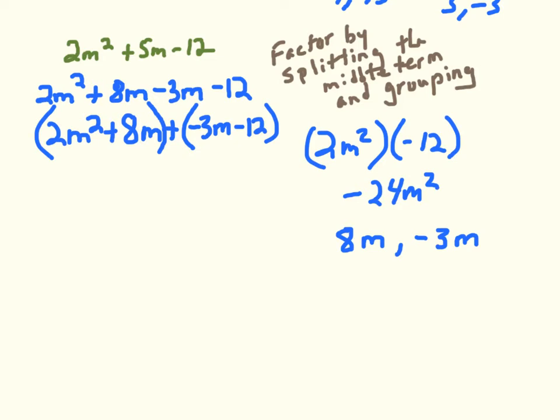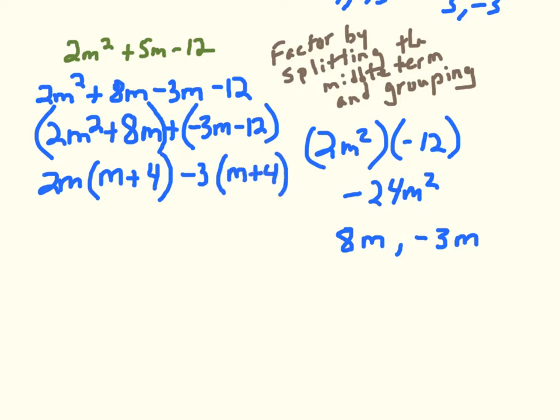So this was the importance of factoring by grouping. My common factor of 2m squared and 8m is 2m. So I'll factor out a 2m, and then I have m plus 4. And then I will factor out a -3, and that will also leave me with m plus 4.